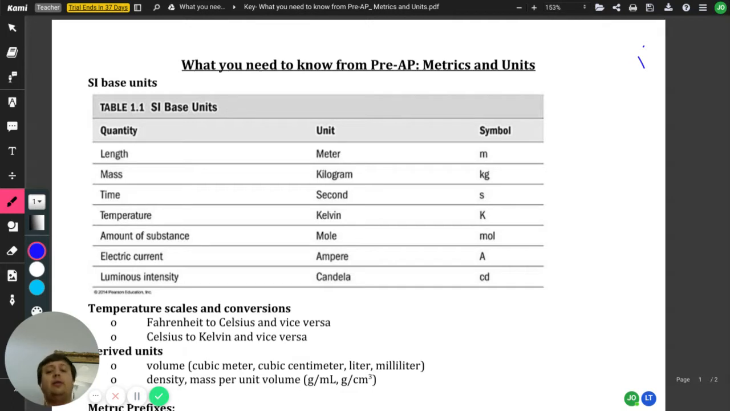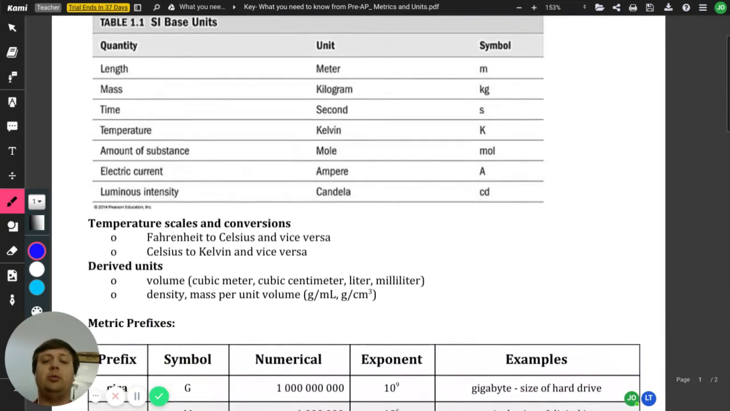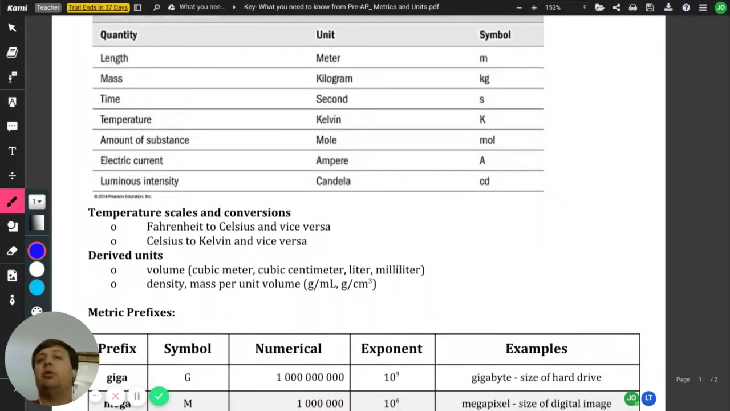And so for that, we use meters for length. For mass, we use kilograms. For time it is seconds. Temperature is Kelvin. For the amount of substance, we talk about the mole. For the electric current, we have amperes. And then for luminosity, we talk about candela. So we use all of these things when we're working with cultures from all over the world, right?